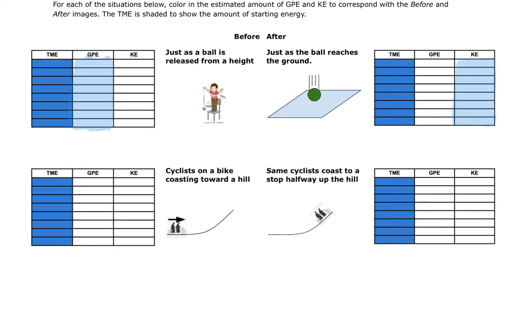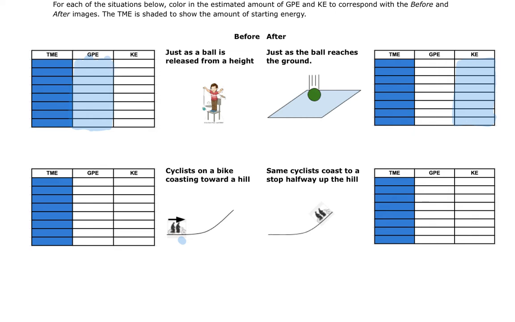Let's do another example together. So now we have cyclists on a bike coasting toward a hill. Now they're coasting because if they were pedaling, we would be basically adding some energy into the system, and we're not creating it, we're just getting it from the people, and we want to make it a little simpler. So they're not pedaling, they're just coasting. So they're at the bottom of the hill right now, okay? And they're going to get to the top of the hill in a second here.